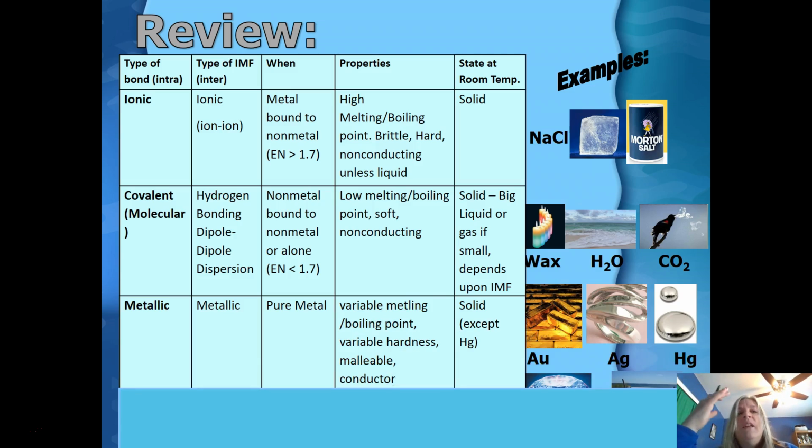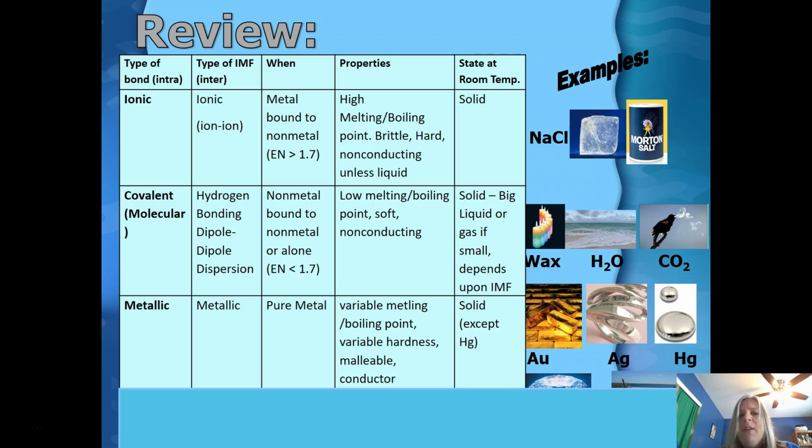Metallic substances: we say that the bond is metallic and the type of intermolecular force is metallic, because a metallic substance is a pure metal. Like if I have gold or silver or mercury, those are pure metals, and so we say they have metallic bonds and metallic intermolecular forces. So how do you identify them? If you just see a metal by itself, even if it's just sodium, Na, that is a metallic substance. They have variable melting and boiling points because it depends on what metal it is, and they have variable hardness. So they kind of have a range in between ionic and covalent.